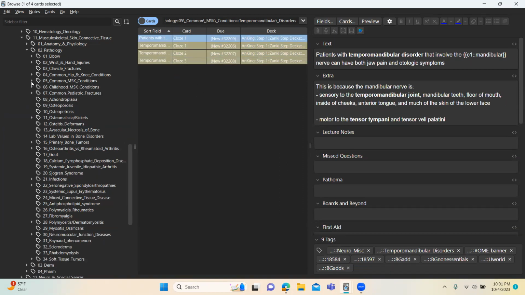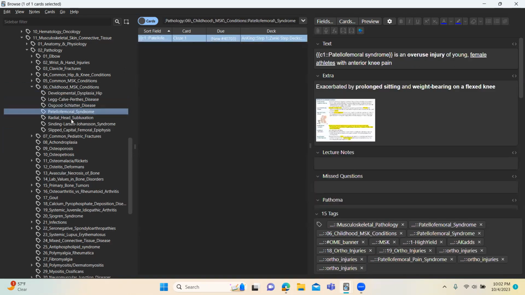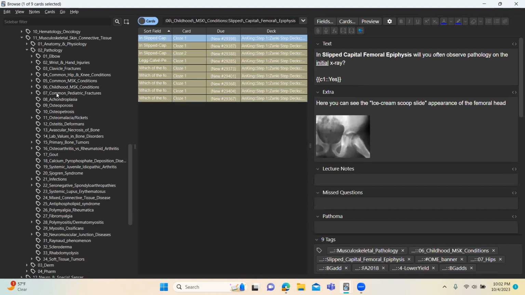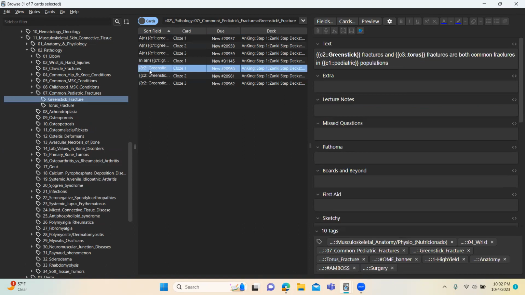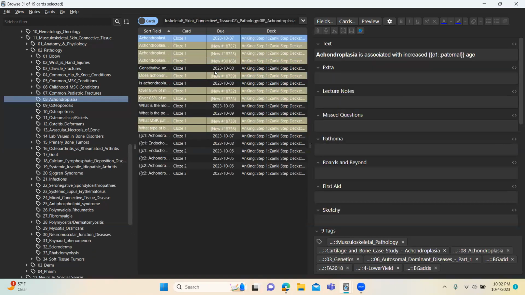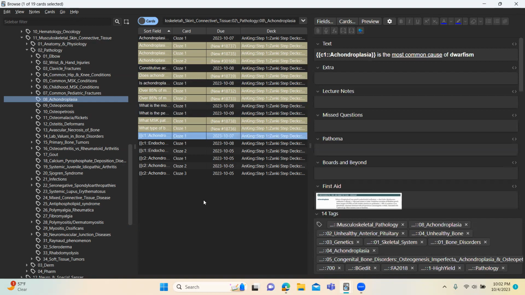And then in TMJ. Childhood MSK conditions. I don't think I did any of these. No, none of those. And then we went into common pediatric fractures. All of these, those were discussed. Chondroplasia, this is kind of going back to something else. I think I had these activated already, but in case you don't, so the first one, these ones, and then all of these down through.